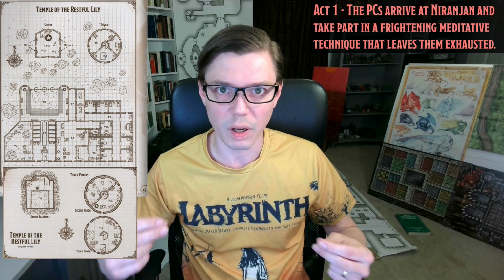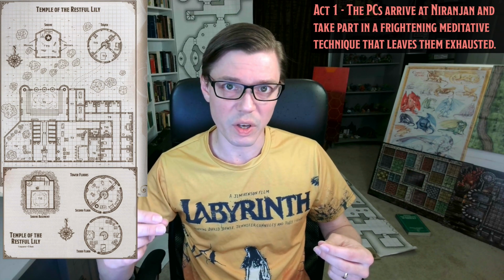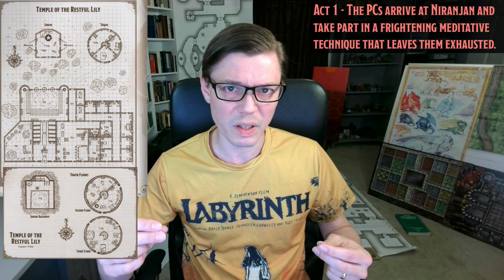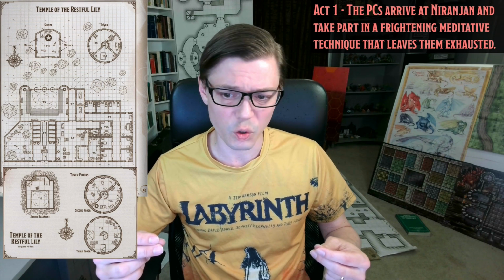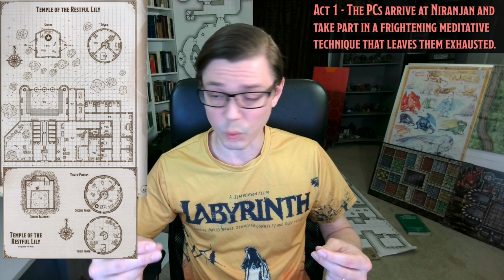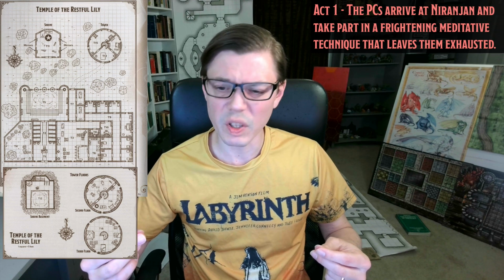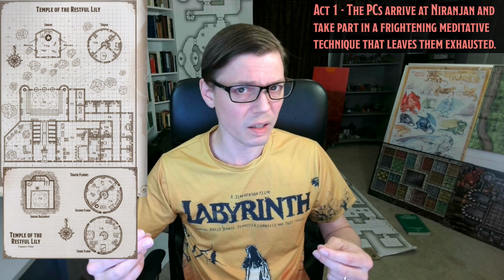In Act 1, as I mentioned, the PCs arrive at the ashram of Niranjan. Saith, the disguised Cambion at the entrance, is happy to take their equipment, and will insist that in time they should want to give up their weapons and armor, as well as their spell components, but he will not insist on taking them from the PCs, at least not at this time.